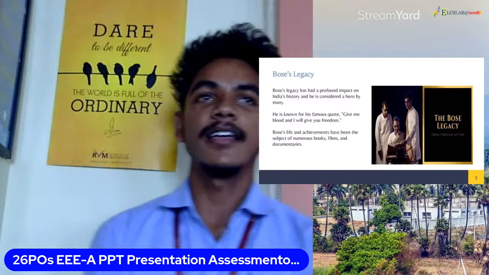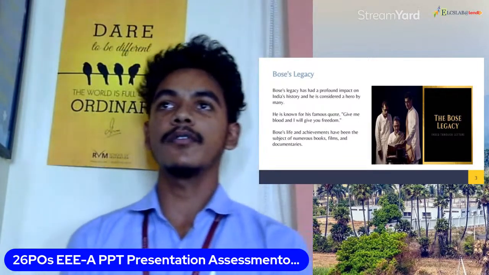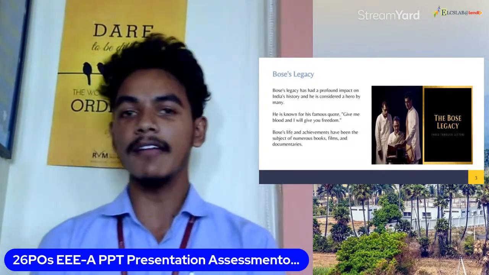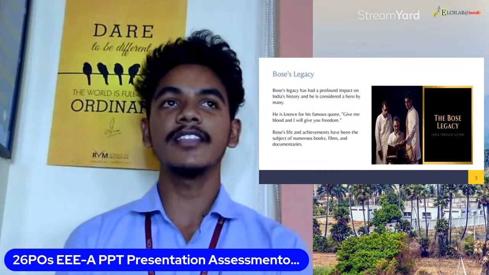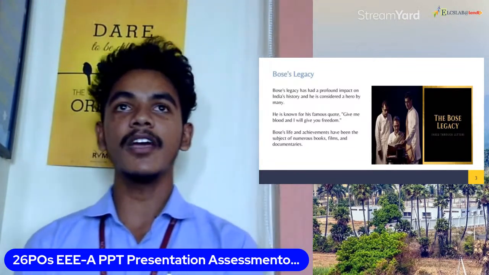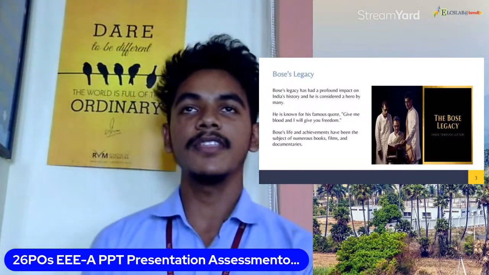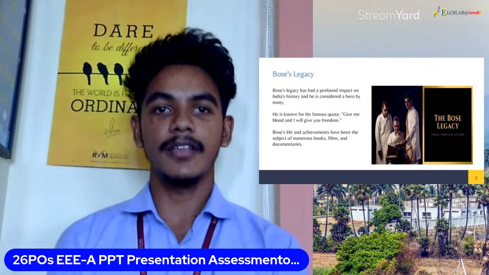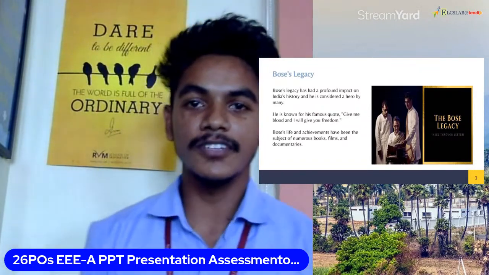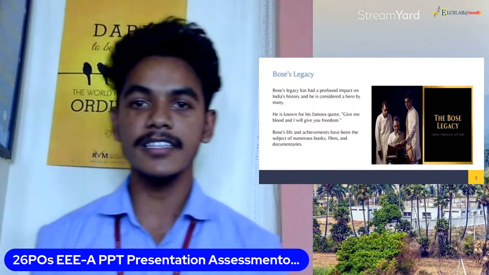Among the many slogans he gave, a few are "Give me your blood, I will give you freedom," and the second one, "Azad Hind Fauj." This inspired many of the youth to participate in the Indian Army. And with the help of the German army, he declared a war against the Britishers.